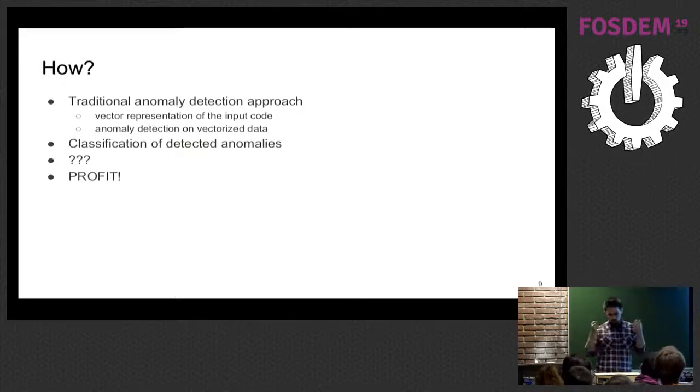So, moving on to how. There's data science, and there's anomaly detection techniques. We could use a standard task of anomaly detection on vectorized data. And then when we get some anomalies, we should somehow classify them according to the type. And that's another task. Another challenging task.